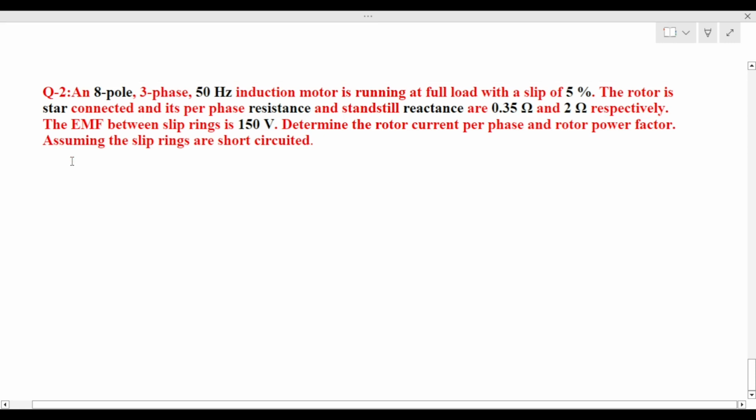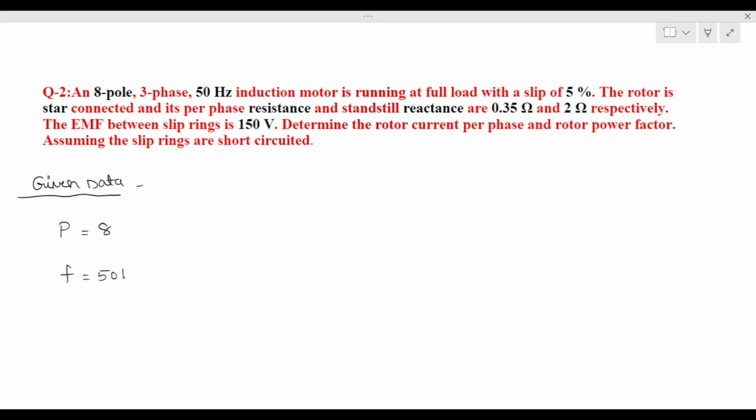As in the previous problem, we first have to define the given data. The number of poles P is 8. The frequency is 50 Hz. The slip is 5%, that means 5 by 100, so the slip is 0.05. The rotor is star connected.